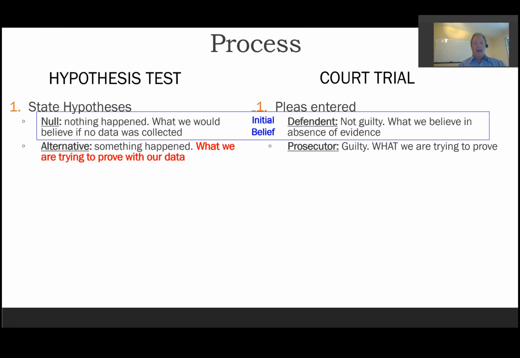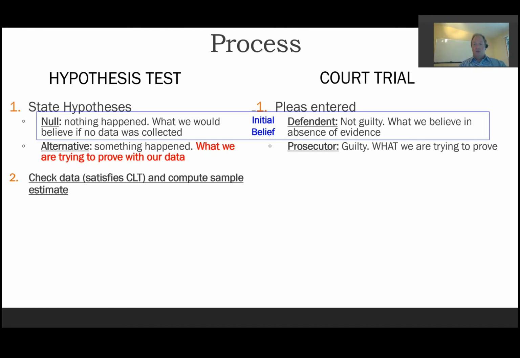Okay, now what do we do next? Well, first we look at our data. We make sure that it satisfies the central limit theorem, and then we compute our sample estimate. And in the context of a court trial, we're going to think of data as like evidence. It's important to understand the data is always in favor of the alternative.